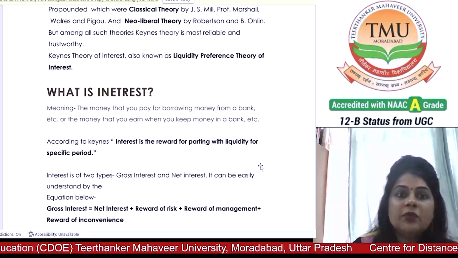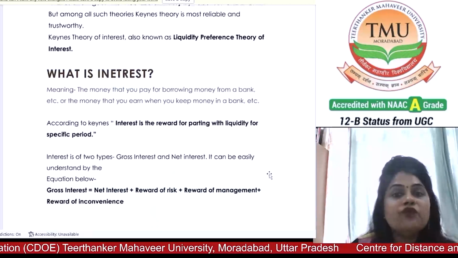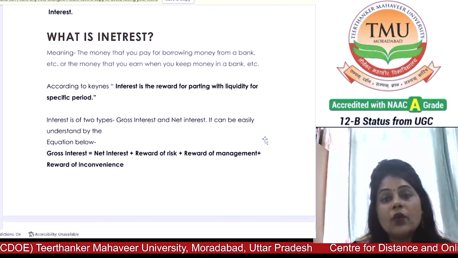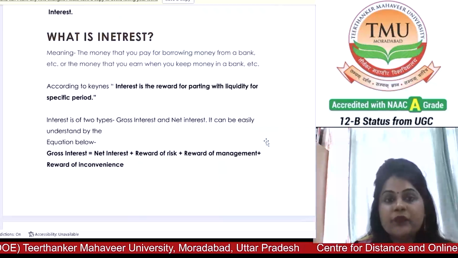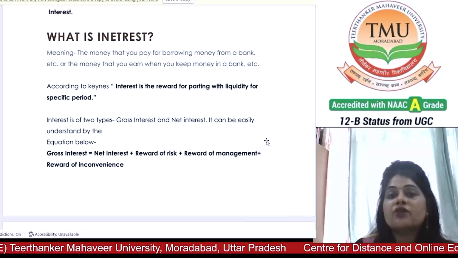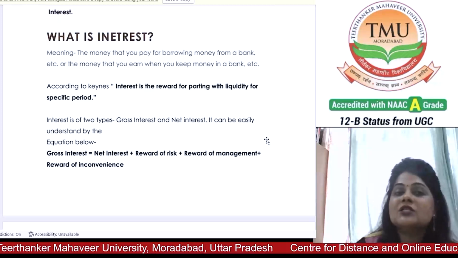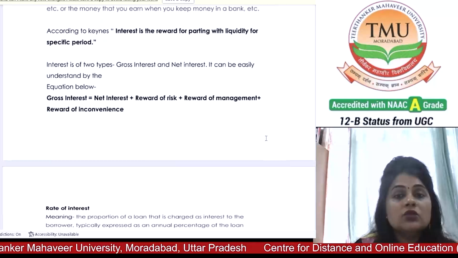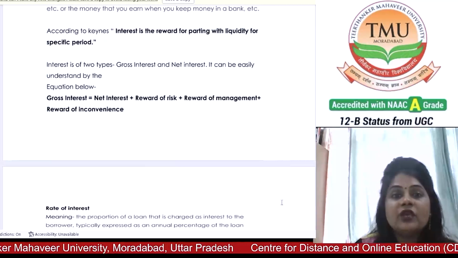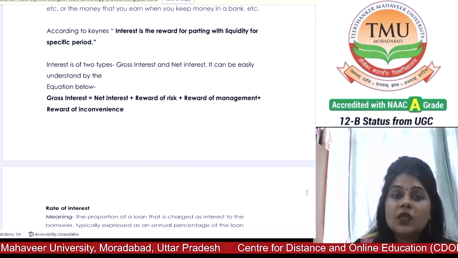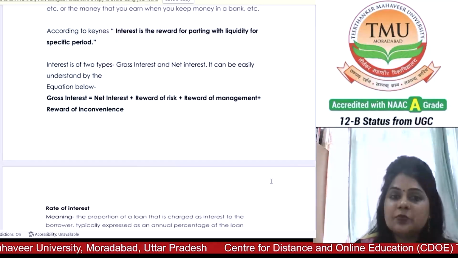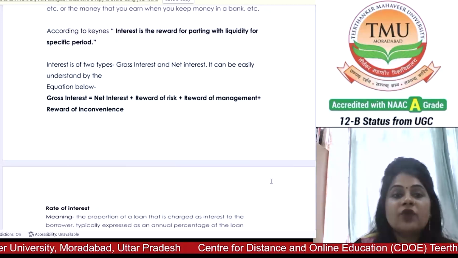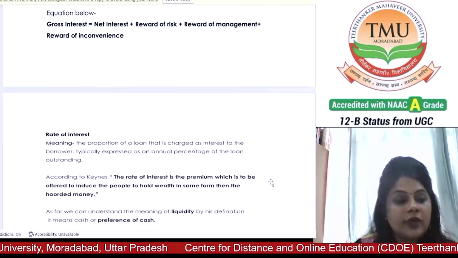What is interest? It is the money that you pay for borrowing money from a bank, etc., or the money that you earn when you keep money in a bank, etc. According to Keynes, interest is the reward for parting with liquidity for a specific period. Interest is of two types, gross interest and net interest. It can be easily understood by the equation below. Gross interest is equal to net interest plus reward of risk plus reward of management plus reward of inconvenience.